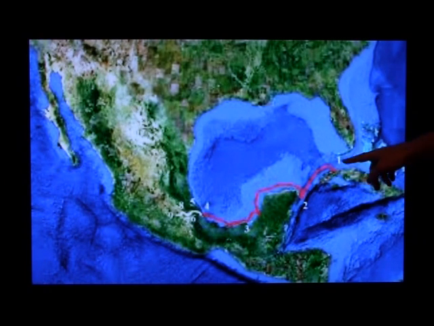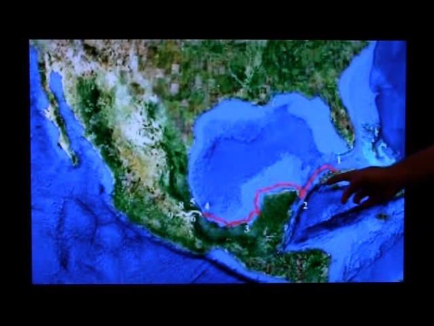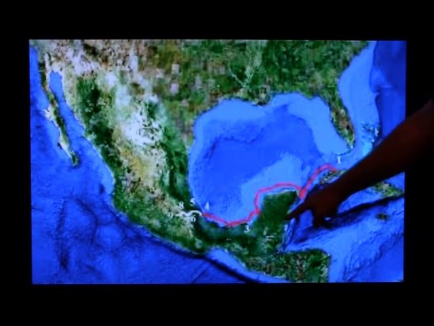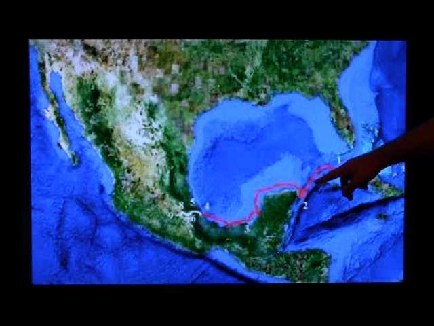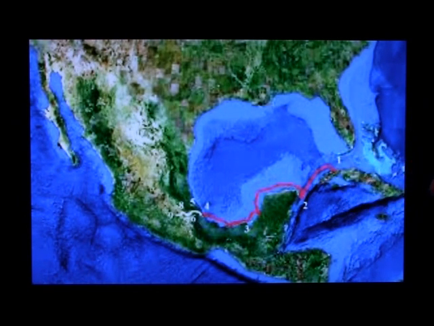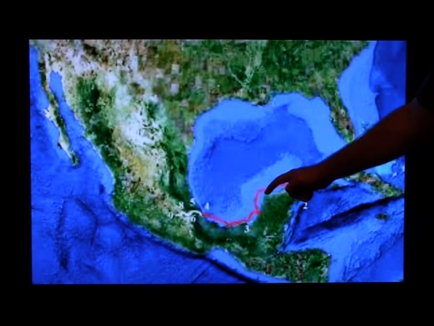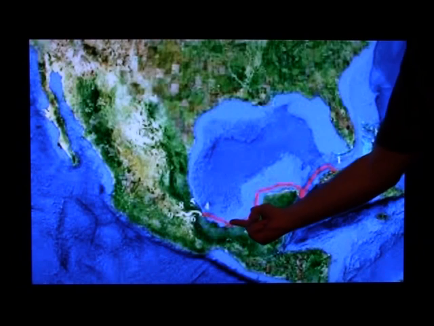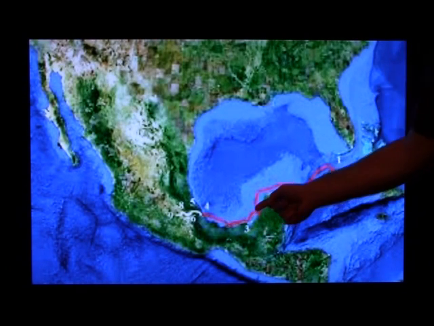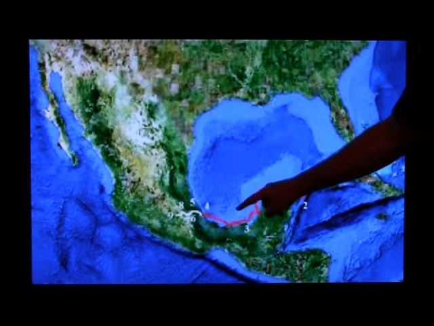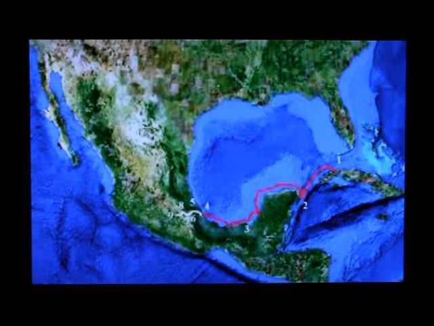So Cortés's expedition sets sail from Cuba here and heads west towards Mexico. And they head towards the Yucatan Peninsula. They stop at the island of Cozumel, which is a popular tourist destination today. And then they continue around the Yucatan Peninsula, and they sail around the coast of Mexico here, and they stop at various locations along the way.